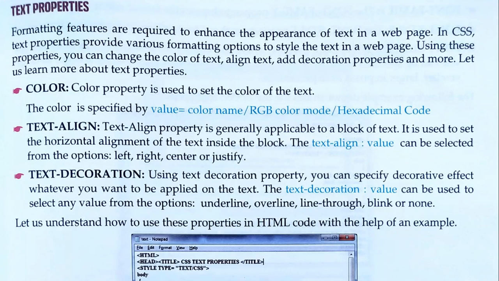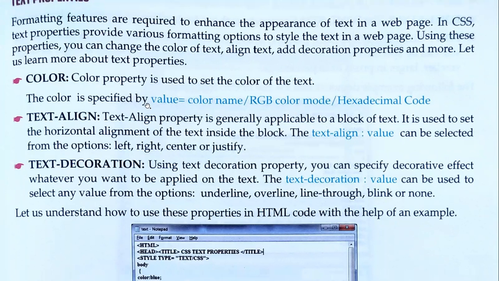CSS provides several kinds of text properties. You can change the text color, you can change the text align, you can decorate your text according to you. So we will explore the first property, which is the color. As the name suggests, the color property is used to set the color of the text. Just like we want to give its value yellow, red, green, whatever you want, you can apply that color to your particular text. Supposedly you are writing your name and you want to give the red color for that name, so you will write color, colon, red.